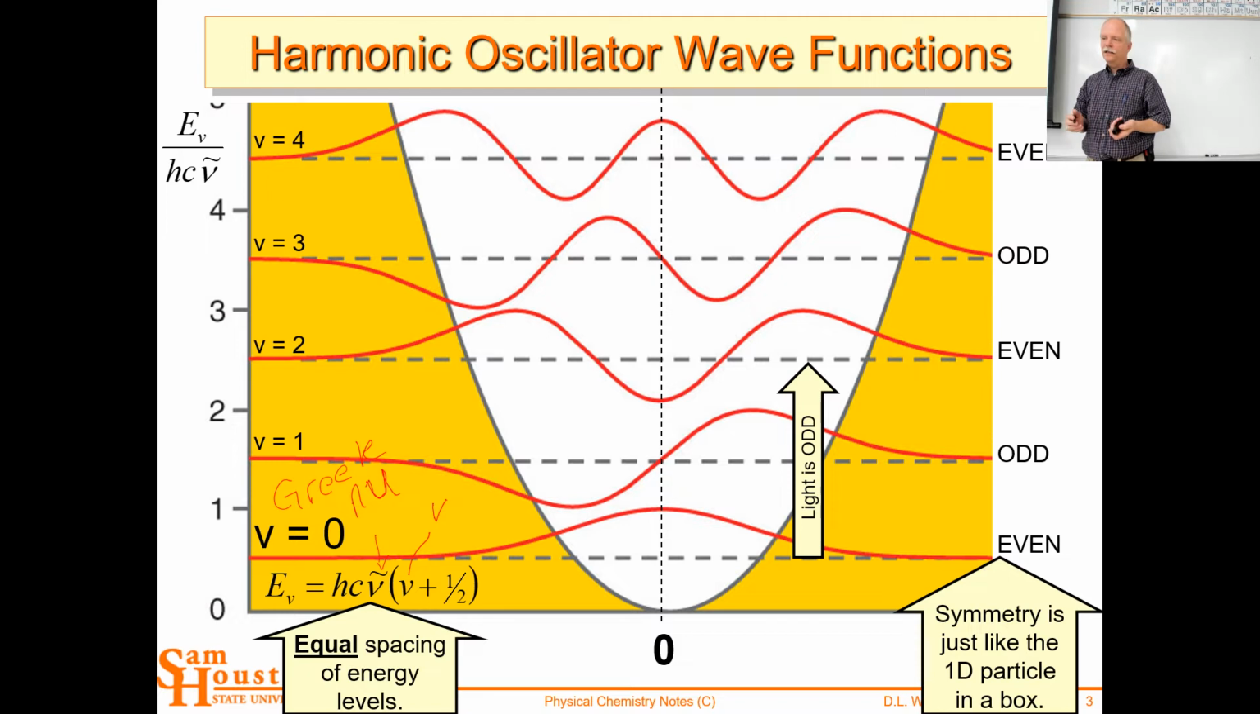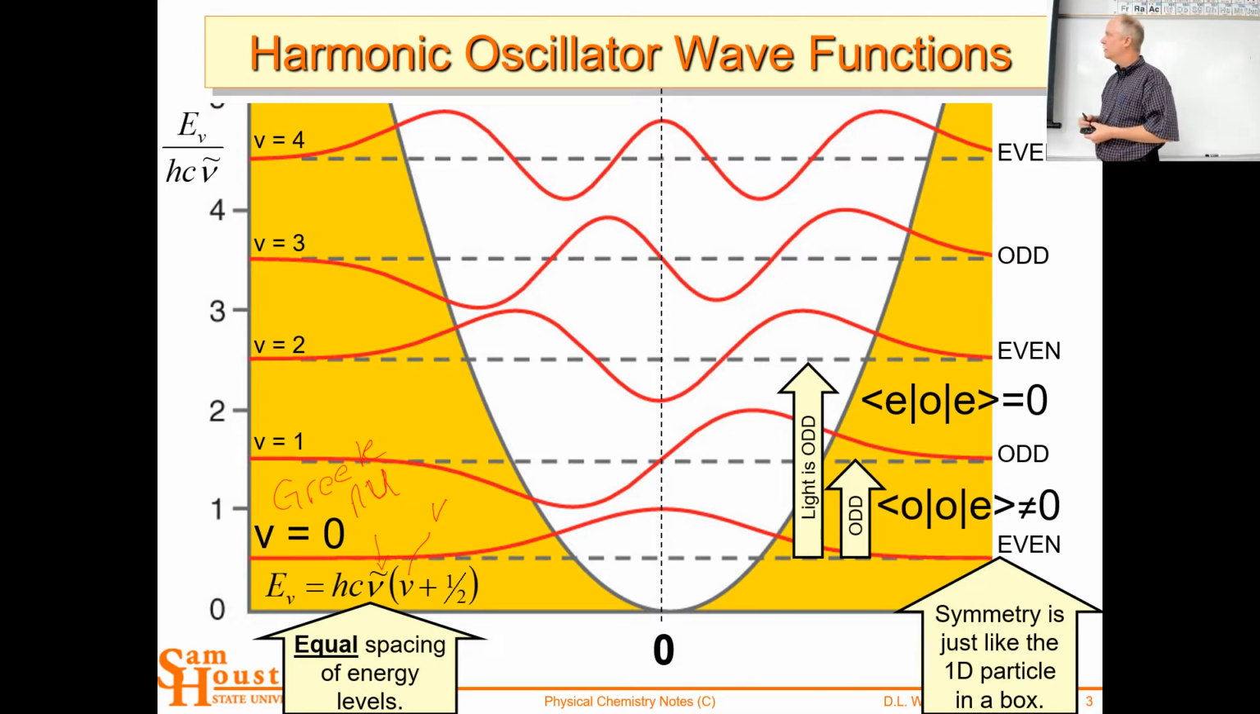And so light is odd. If we were trying to go from even to even, that would not be allowed. That would be even times odd times even, which would equal 0. Whereas any change from even to odd or odd to even would be allowed. So we have an even ground state, odd light, odd excited state, and so that would be non-zero. Our selection rules allow us to have delta v equals 1 and 3 and 5, just like the particle in a box.